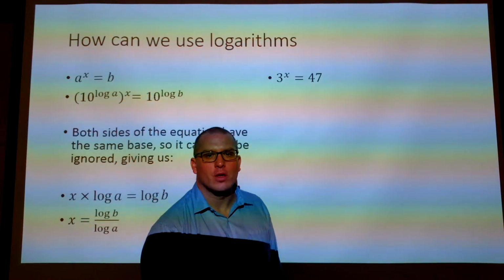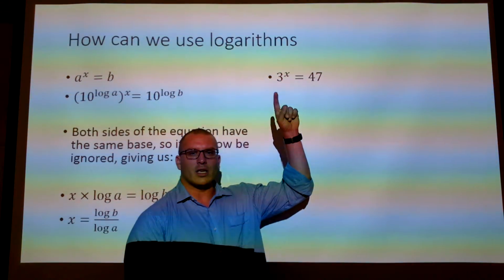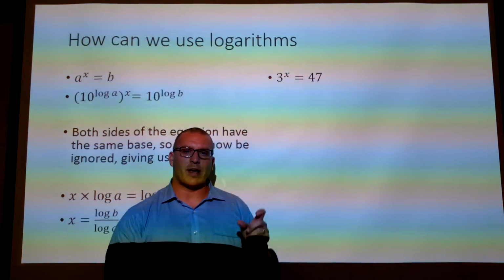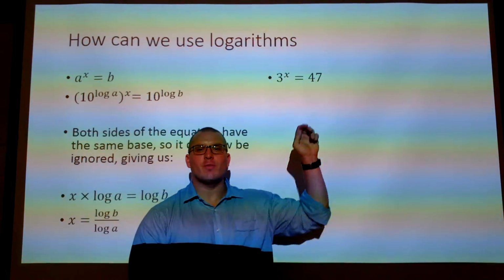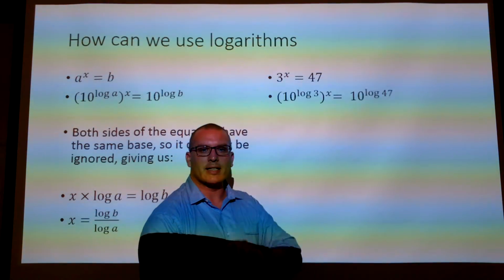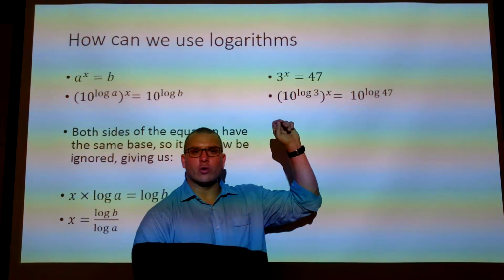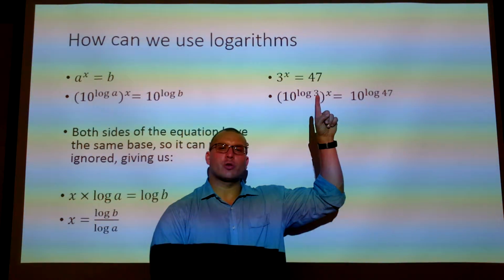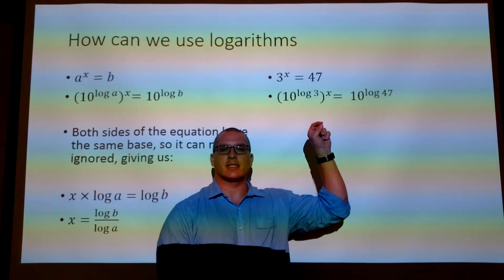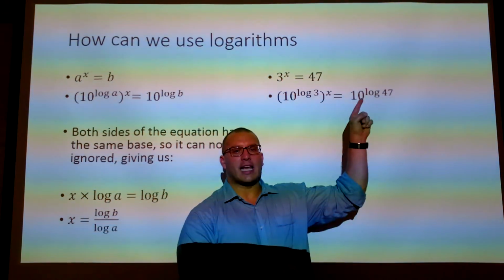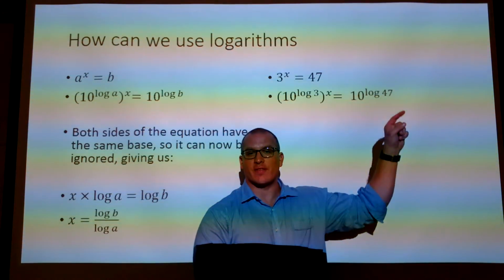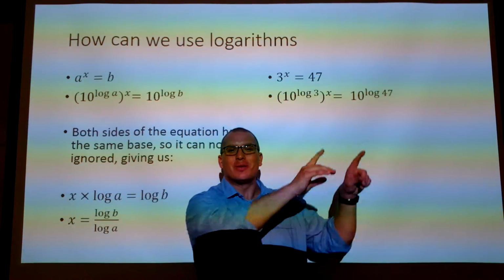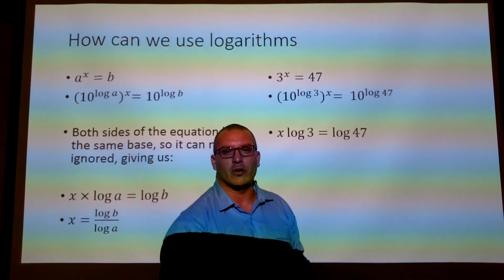Let me give you an example. Here I have 3 raised to the power of x is equal to 47. So I'm trying to find a value of x that I can raise 3 to in order to give me 47. Applying the log laws, 3 to the x can be written as 10 raised to the power of log 3, all raised to the power of x. And this is equal to 10 raised to the log of 47. Again, the bases are the same.